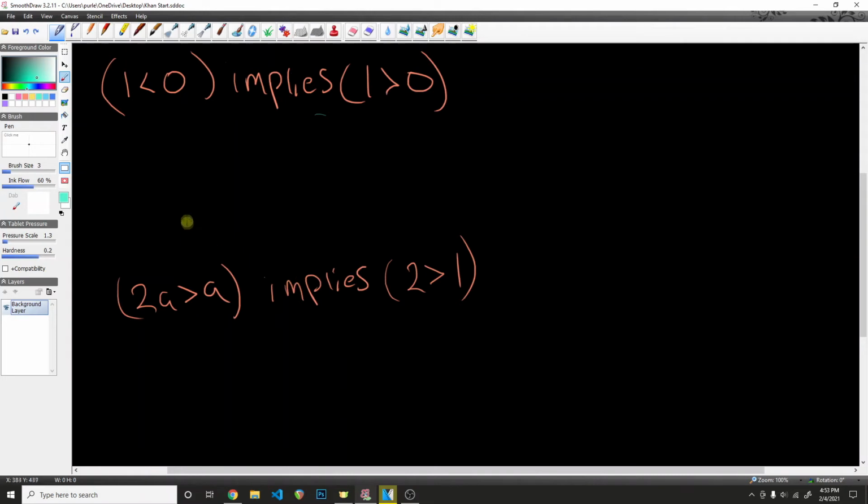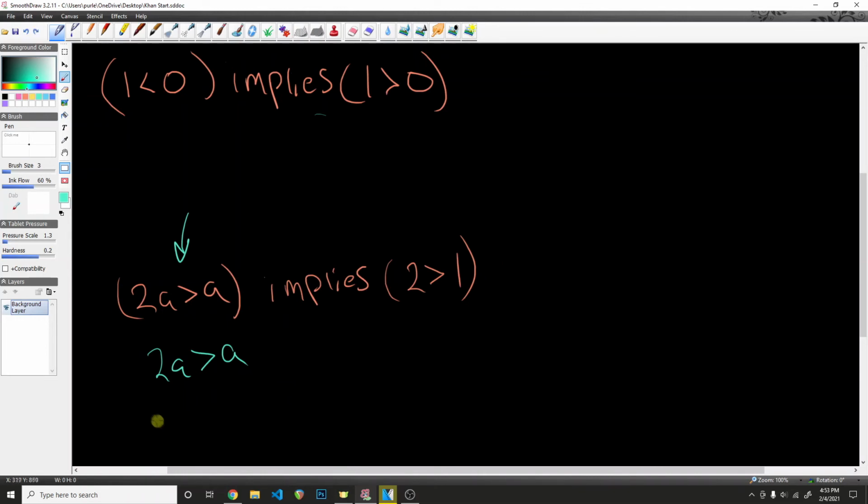And again, we're going to look down here, and we're trying to determine, what is the truth of this statement? 2A is greater than A. Is 2A always greater than A? And the answer is no. No, it's not. One example I could think of is 0. If A is equal to 0, then that's going to be 2 times 0 greater than 0, which is not true. 0 is equal to 0, but it's not greater than 0.